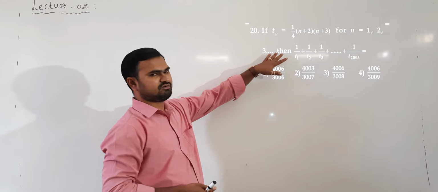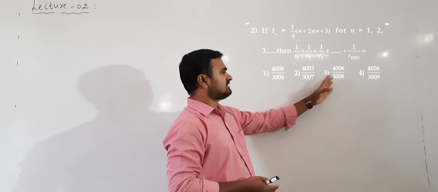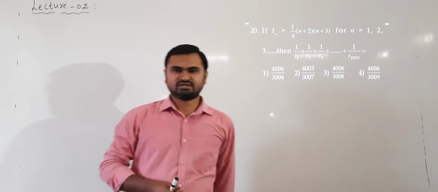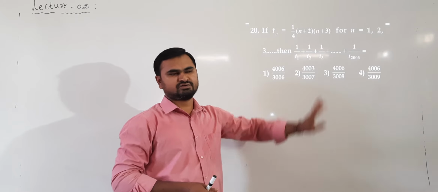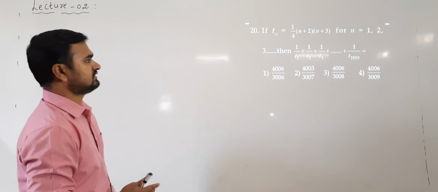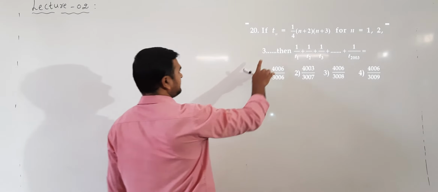So it is not in terms of n. Okay. If it is in terms of n and options are also in terms of n, now we can verify. But here it is not in terms of n. So there is some particular value of term given. So how to solve this type of problems? Verification we cannot do. So we have to solve directly.